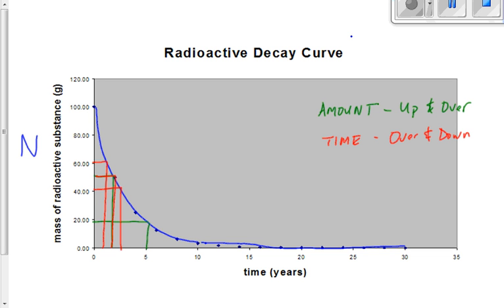That's all you got to do on these graphs. Up and over, or over and down. And you never have to worry about forgetting which you do. If you're looking for a time, then you gotta go over and down to intersect with time. You want to find a number? Up and over, intersect with time. Good?